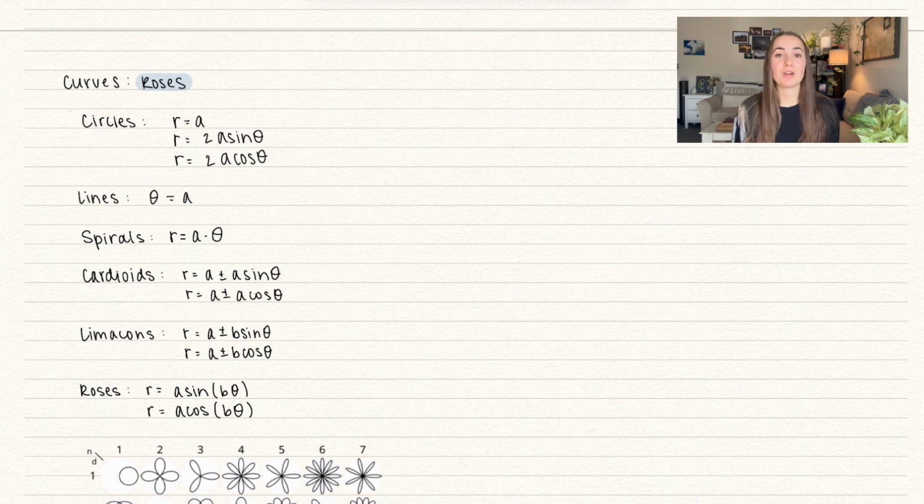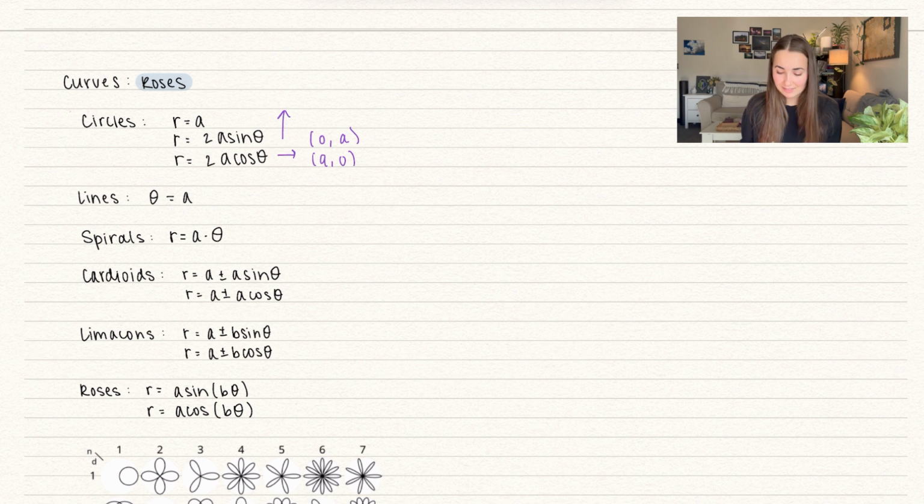Here we have a little summary of the polar curves I have already looked at, if you're interested in looking at those videos. First we have a circle, right? We have a circle centered at the origin, and that's going to be r is equal to some value a. And then we have two other forms: r is equal to 2a sine theta and r is equal to 2a cosine theta. Those two are going to be circles centered at the point (0, a) and (a, 0), so either we extend up into the y-axis or we extend over into the x-axis.